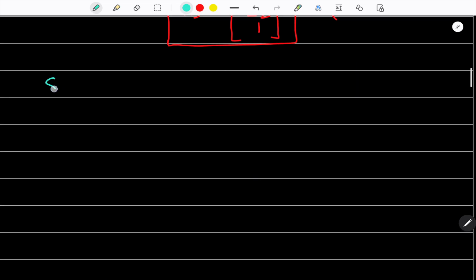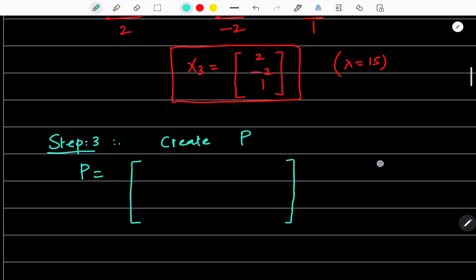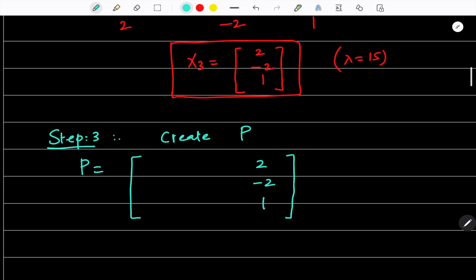Let me go for step number 3. What is step number 3? We are going to create a model matrix P, with the help of the eigenvectors. So you take x1, x2, x3. x3 I have now as 2, minus 2, 1.